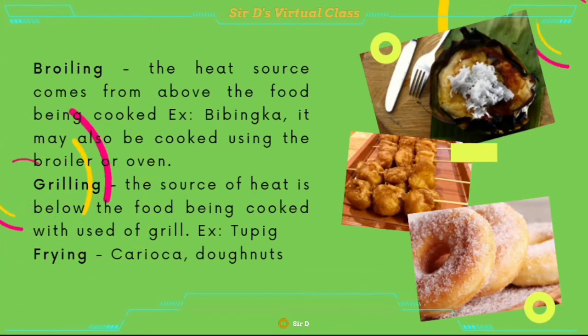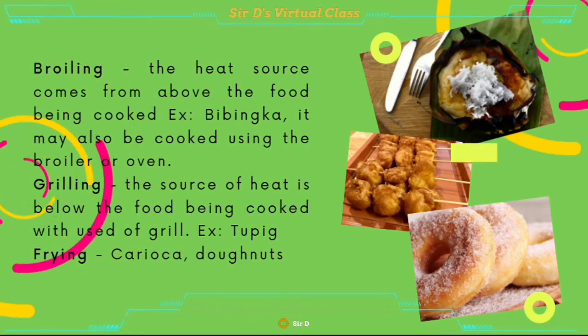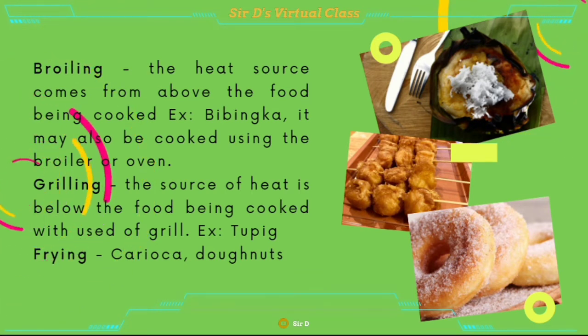Additional dry heat cooking methods include broiling. The heat source comes from above the food being cooked. An example is the bibingka. It may also be cooked using the broiler or oven. Another is grilling. The source of heat is below the food being cooked, with the use of a grill. An example is the tubig. And lastly, frying. Carioca and donuts are good examples of this.